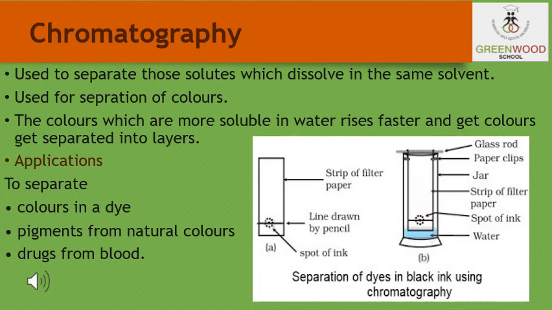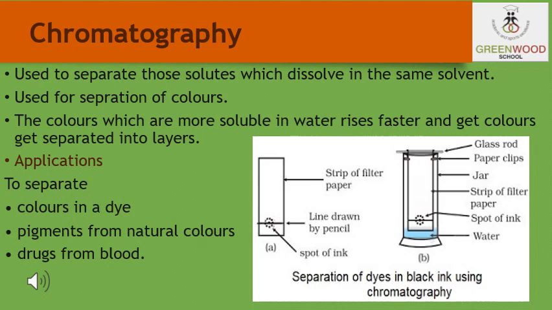So students, to understand this, let us do one activity. Just take a thin strip of filter paper. Then draw a line on it using a pencil, approximately 3 cm above the lower edge. For reference, you can refer to the picture below. Put a small drop of ink, which can be made from a sketch pen or a fountain pen, at the center of the line.